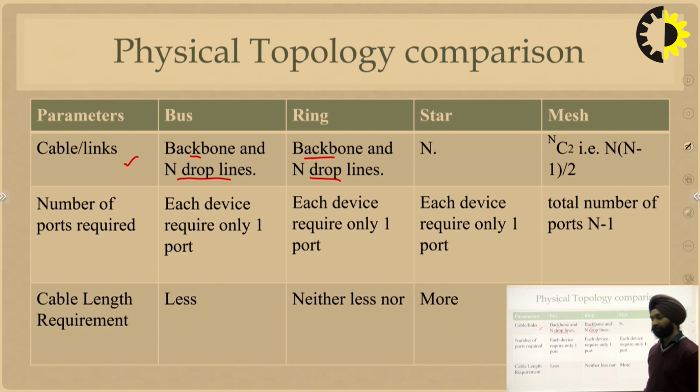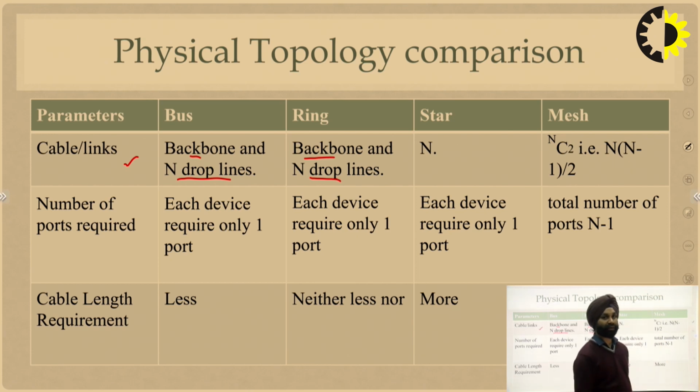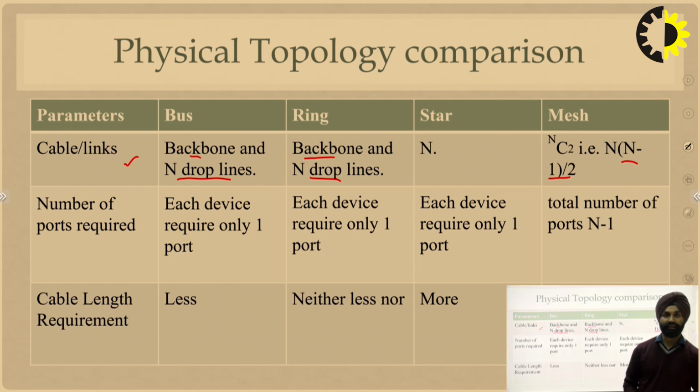For star, if there are n devices, there will be n links required to connect with the central point. Then for the mesh network, n into n minus 1 by 2 links are required.